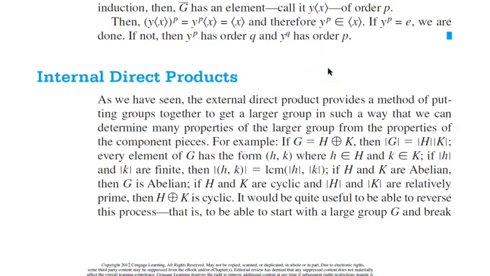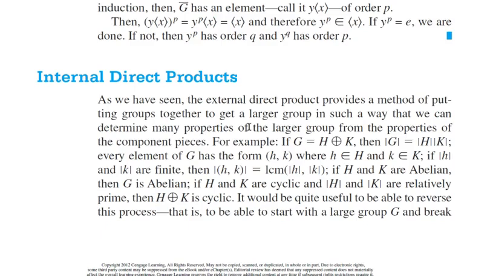Internal direct products. As we have seen, the external direct product provides a method of putting groups together to get a larger group in such a way that we can determine many properties of the larger group from the properties of the component pieces. For example, if G is the external direct product of H and K, then the order of G is the product of the orders of H and K.